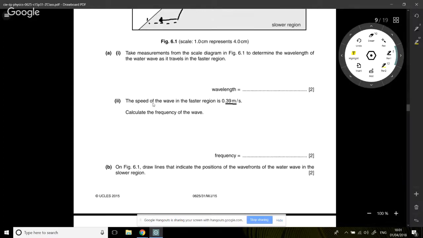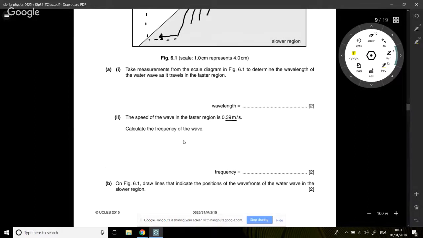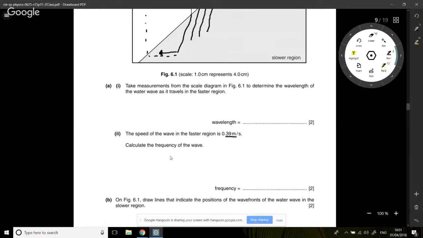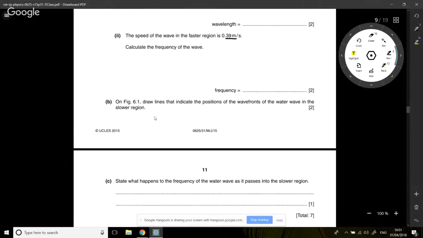All right, so the speed of the wave is faster in the faster region. Calculate the frequency of the wave. So you just use your wave equation and use your speed and your measured wavelength to back out the frequency.